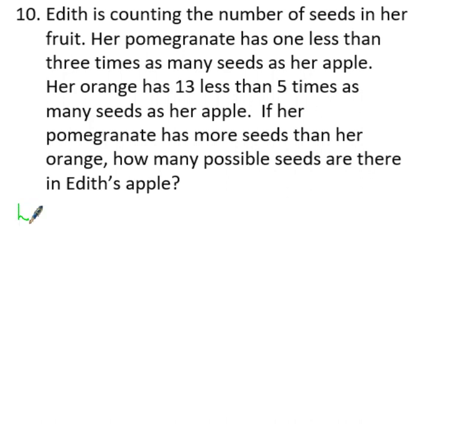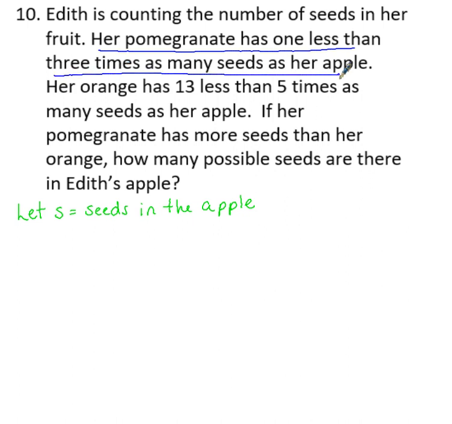Anyways, we are trying to figure out the seeds in Edith's apple. So we're going to say let S equal the seeds in the apple. Now let's think about what they told us here. They told us that the pomegranate has 1 less than 3 times as many seeds as her apple.